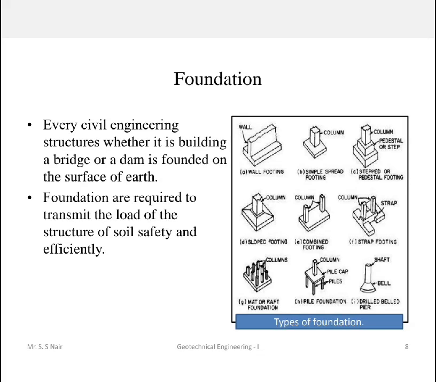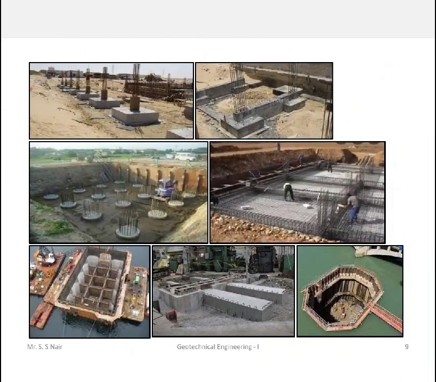When you talk about foundation, there are different types of foundations used in structures, which may be mainly classified into two categories, shallow and deep. In shallow, there are isolated footing, step footing, slope footing, combined footing, even raft foundation. In deep foundations, we will be talking about piles, caisson, coffer dam, well foundation, etc. You can see some pictures of shallow and deep foundations.